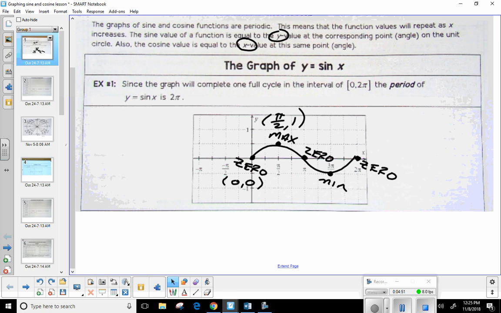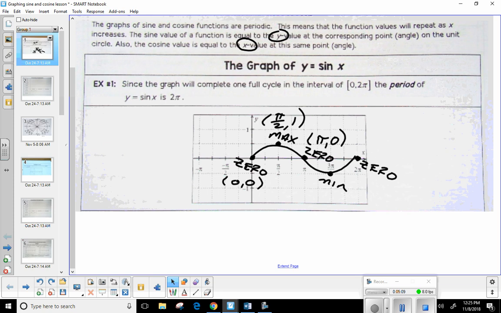What's his coordinate? How far from the origin did I go? Pi, but I didn't move vertically. I stayed on the axis. So this point right here is pi, 0. See, it just takes a little bit of getting used to because it's in terms of pi, but it's still the same idea. You move left or right and then up or down.